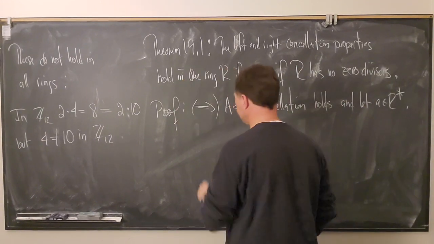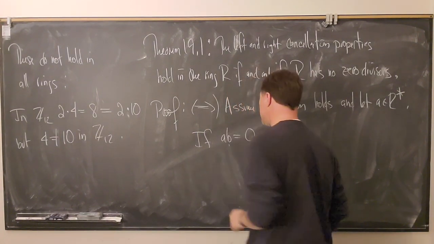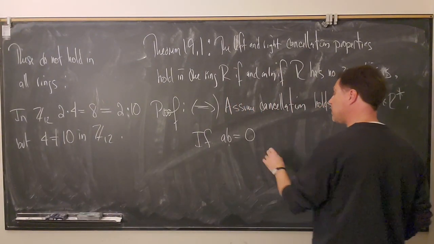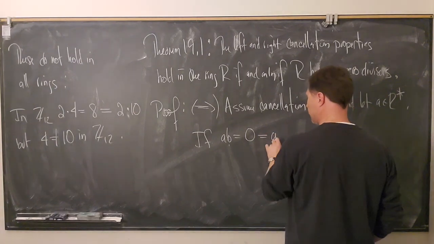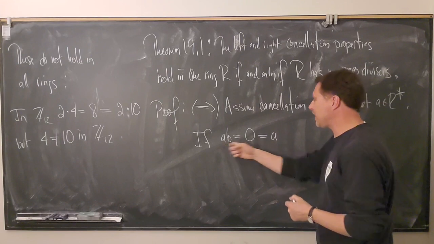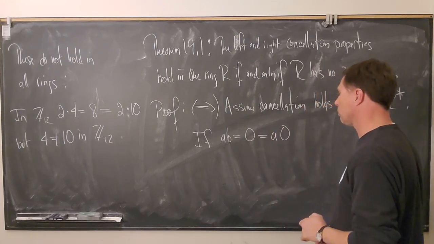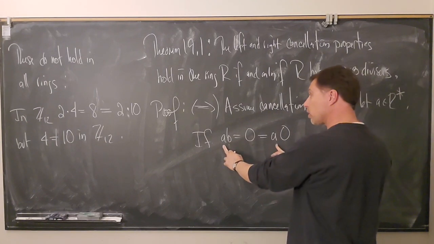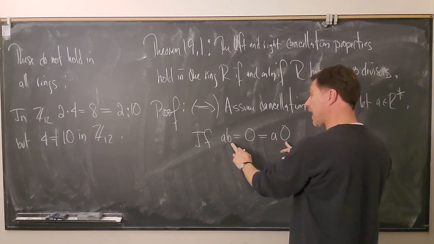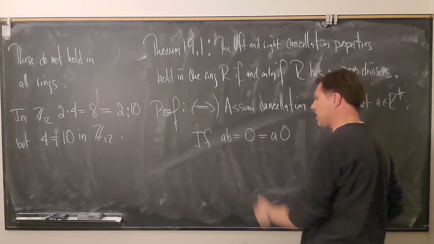Now, if we have AB equal to 0, but 0 is equal to A times 0. A is non-zero. Since the cancellation properties hold, we have to conclude that B equals the thing on the right-hand side over here.